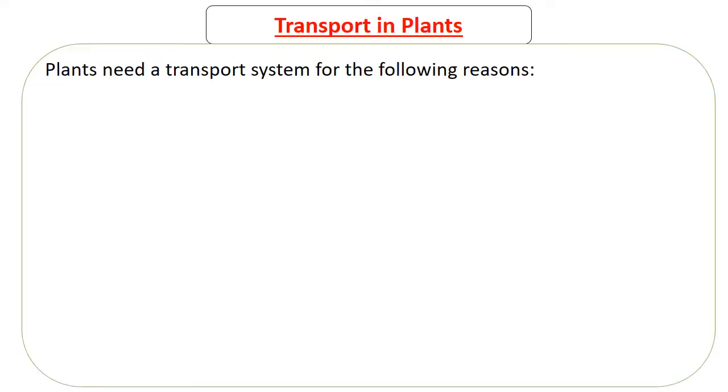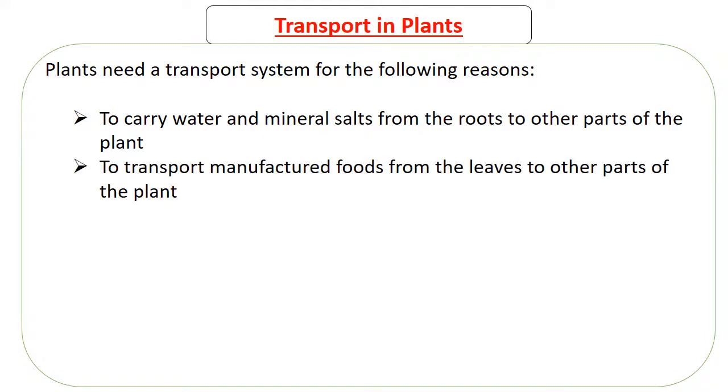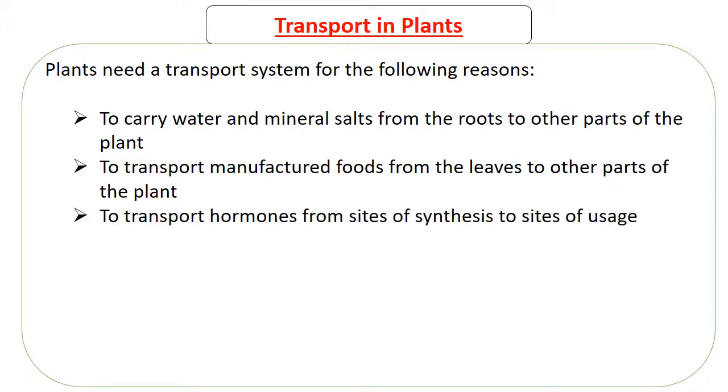Let's get to it. So plants need a transport system for the following reasons. First, to carry water and mineral salts from the roots to the other parts of the plant, like I said. Secondly, to transport manufactured foods from the leaves to the other parts of the plant. So we know that food is made in the leaves by the process of photosynthesis. So once food is made, it has to be taken to the part where it's supposed to be used up. So that's why plants need a transport system.